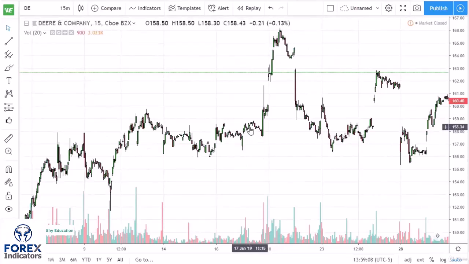Same here in John Deere. You could call this choppy if you want. I call it flat because there aren't... this is more choppy because it's a little wider. And there is a little bit of art to this. There is no, hey, this is a flat market because it's X amount of percentage move. It's more a visual thing.